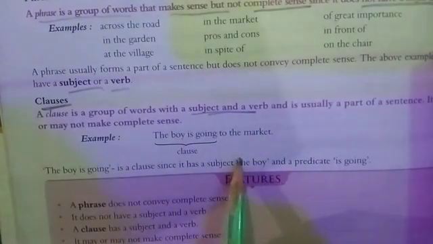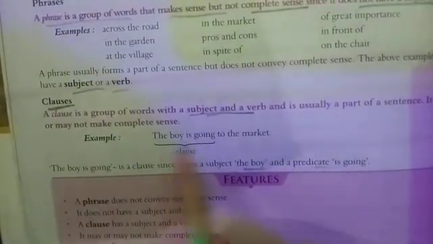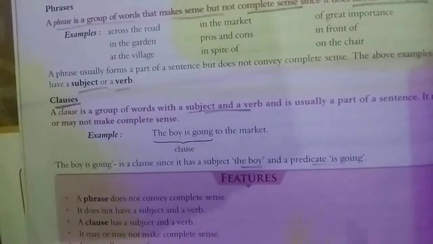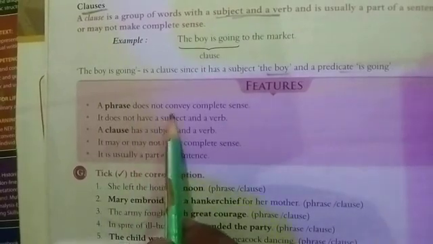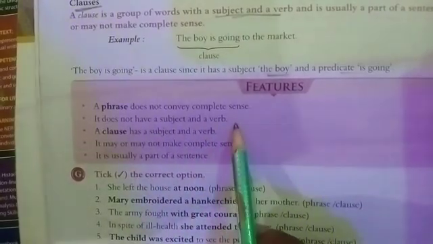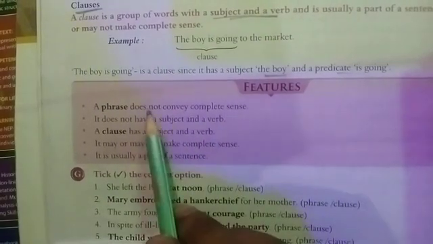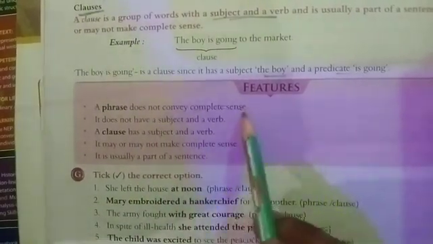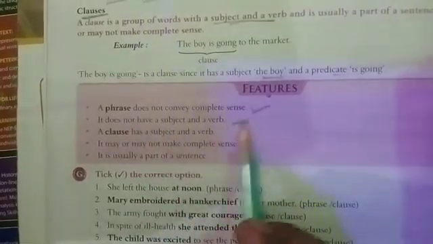So here you can see that one subject and one verb is there. The boy is going. It is a sentence or clause. A phrase does not convey complete sense. So difference given there between phrase and clause. A phrase does not convey or have complete sense. It does not have a subject and verb.